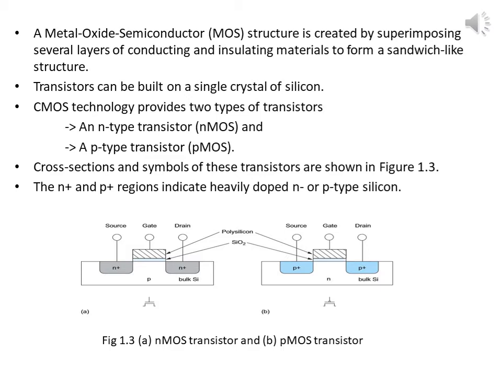Suppose if the gate voltage is raised, it creates an electric field that starts to attract free electrons to the underside of the SiO2 interface. So the bulk Si and the SiO2, you can observe in the figure, SiO2 is there and bulk Si is there. So in that interface, the created electric field starts to attract free electrons.